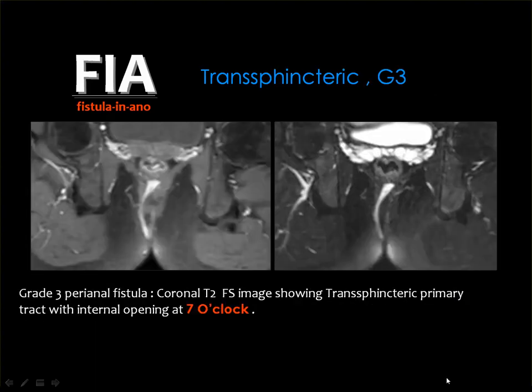Another example, and this is T2 fat-suppressed, and this is T1 fat-suppressed after contrast, and you see the fistulous opening crossing both sphincters and the external opening here. If you inject contrast material, you can see enhancement of the fistula.